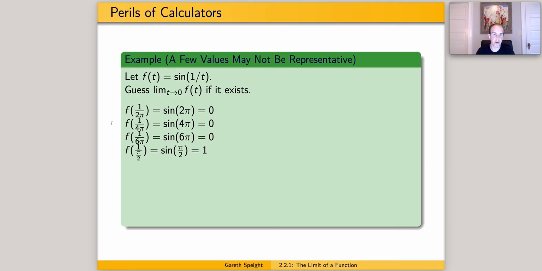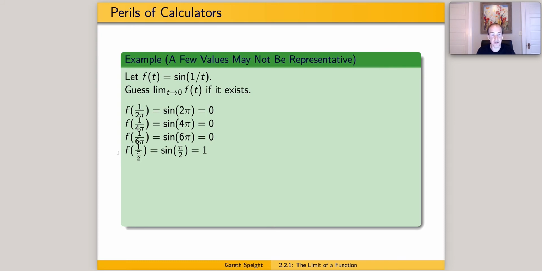So let me instead choose some other values. Let me start off with 1/(pi/2). Okay, 1/(pi/2) is not very close to 0, but let's just see what we have. In a moment, I'm going to have some values which are close to 0. If I do f of 1/(pi/2), remember f of t is sine of 1/t. So when I plug in, I'm going to flip. I'm going to get sine of pi/2, and sine of pi/2 is equal to 1.